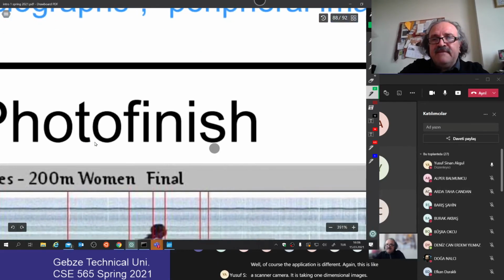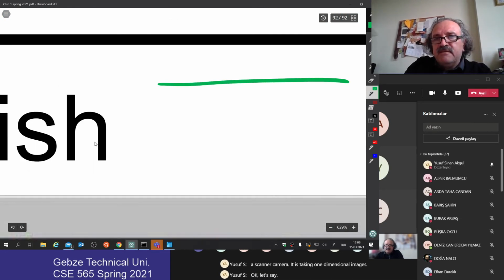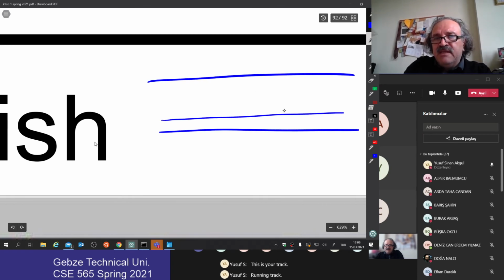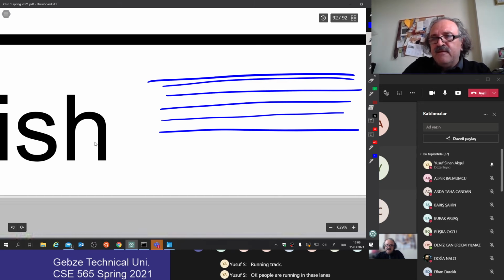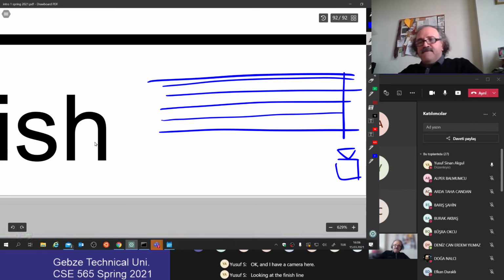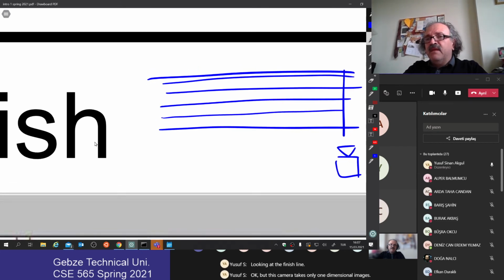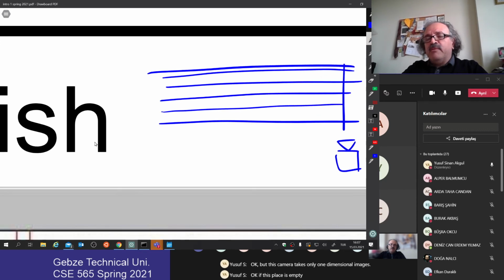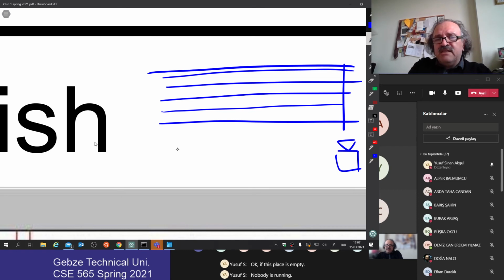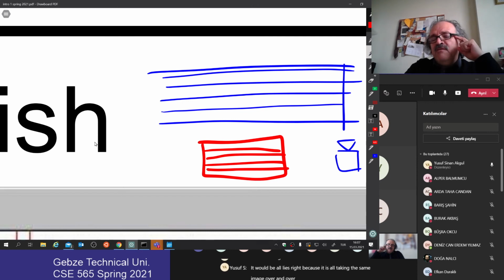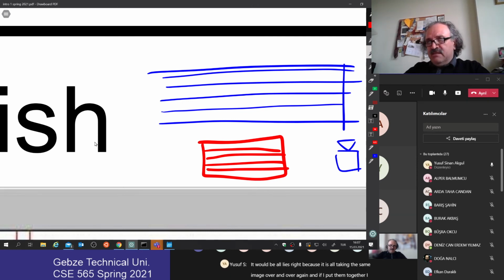Okay, let's say this is your running track. Okay, people are running in these lanes. And I have a camera here looking at the finish line. But this camera takes only one-dimensional images. If this place is empty, nobody is running, what kind of image would you get? This is the image that I would get. It would be all lines, right? Because it is taking the same image over and over again. And if I put them together, I would get the lines, right?